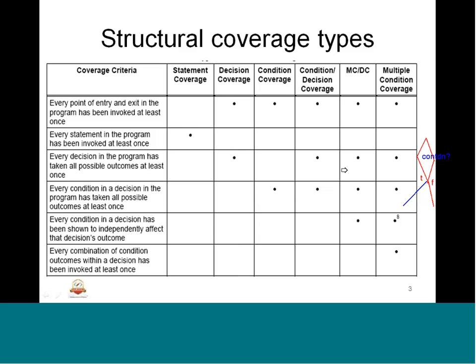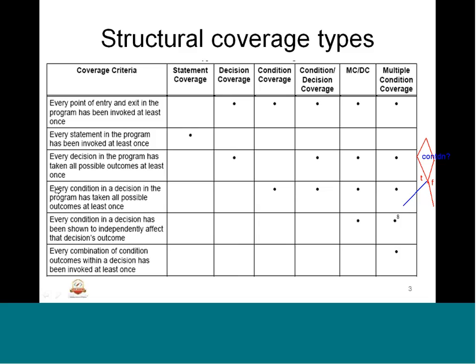The next one is every condition in a decision in the program has taken all possible outcomes at least once. That means the conditions that have come out in the decision should have taken whatever the possible outcomes that it yields. So that will be taken in the condition coverage explicitly, along with the condition decision, because we know that the decision is also involved. So the condition coverage: every condition in a decision in the program has taken all possible outcomes at least once, it has been exercised.